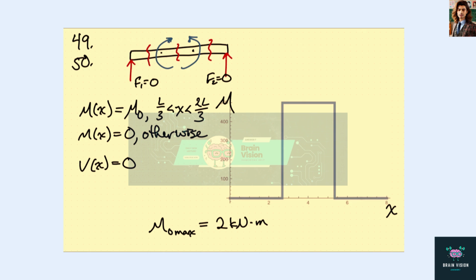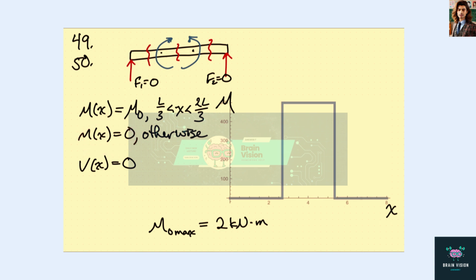I'm going to look at problems 49 and 50 together because they use the same structure. And in this case, we have two point moments acting a third of the way in from each end of the beam. And there are no external forces, so actually these support forces are zero. Then if we take a cut here, we can see that the moment has to be zero there too, because this is zero, and if we take moments about this point, then this internal moment has to be zero, and likewise in this region before the point moment.